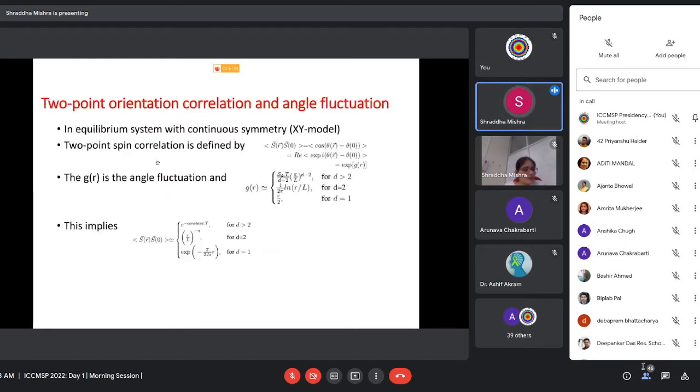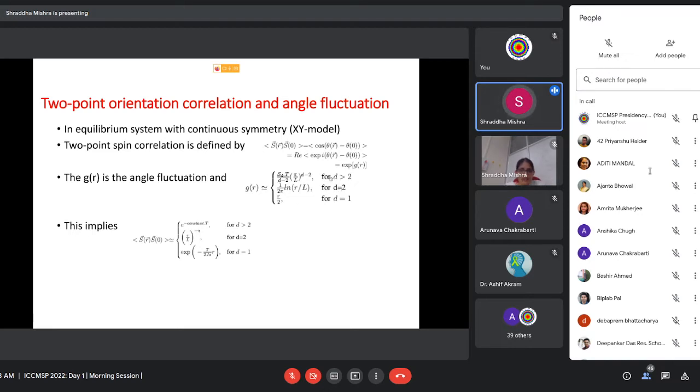Now, why are we saying it's a quasi long range ordered state in the presence of obstacles? For that, I just want to go back to the equilibrium XY model literature. This slide is purely for the students; for the senior people it is well known, but to remind them: in an equilibrium system with continuous symmetry, suppose we want to calculate the 2-point spin-spin correlation function. It is S(r) dot S(0), averaged over all reference points and many realizations. This is nothing but cos of theta(r) minus theta(0), which is the exponential of G(r), where G(r) is the angle fluctuation present among the particles.